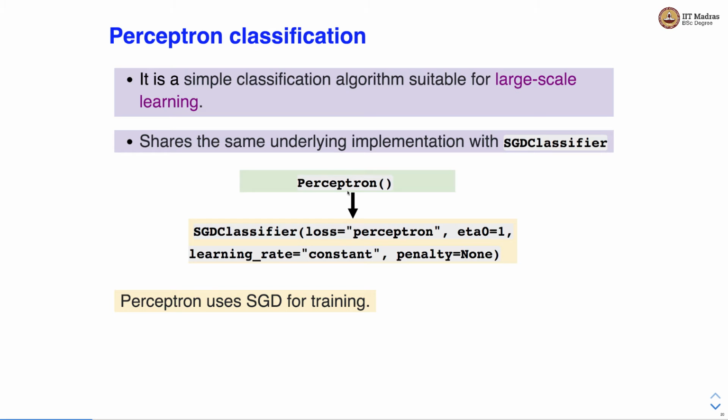So these two instantiations are equivalent. We can either use Perceptron or we can use SGDClassifier with this particular parameterization, where we are setting loss to perceptron, initial learning rate to 1, learning rate schedule to constant, and penalty to none. Then this SGDClassifier instance would train a Perceptron model.